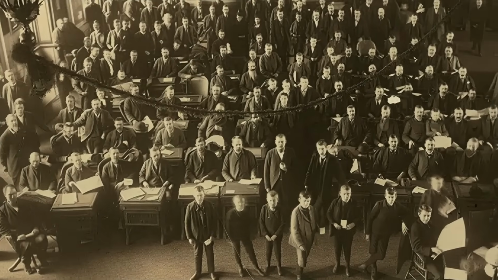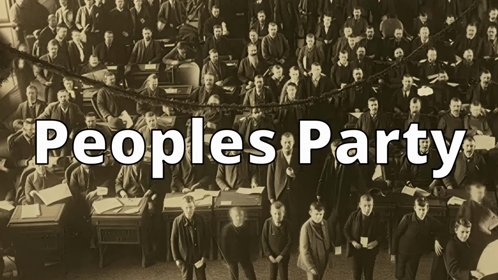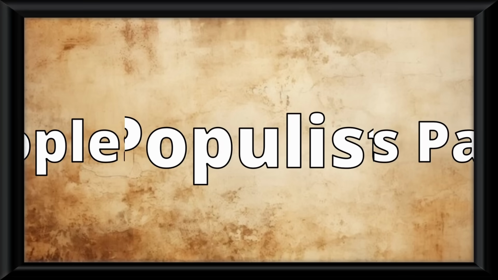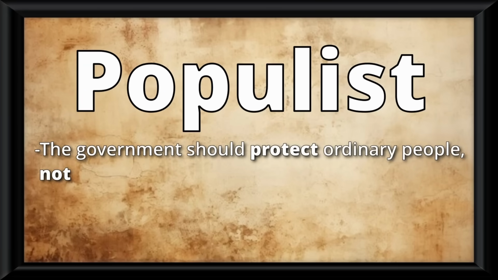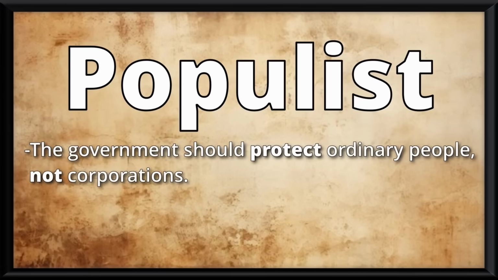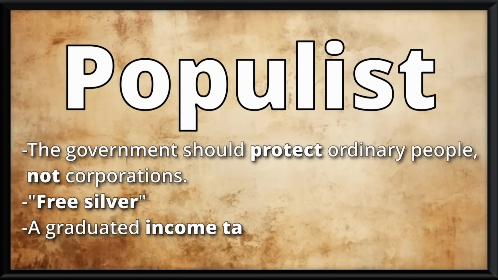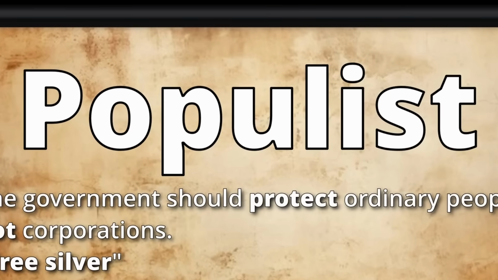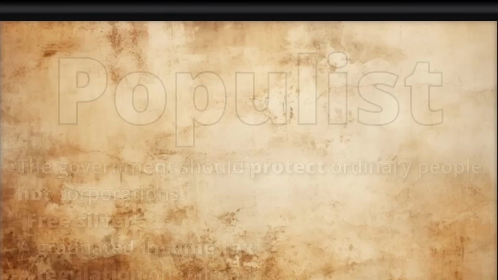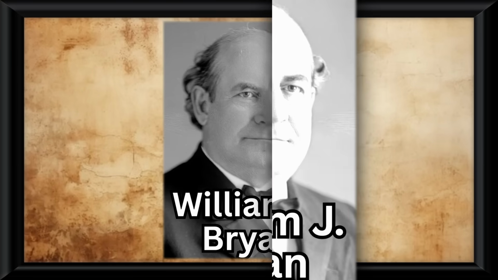And this is where some agrarian activists will form the People's Party, or rather better known as the populist movement. Pretty much this movement will argue that the government should protect ordinary people, not corporations. That means free silver, a graduated income tax, a regulation on railroads, and a lot more things will be argued for. A Democratic leader who championed key populist ideals is a man named William Jennings Bryan.